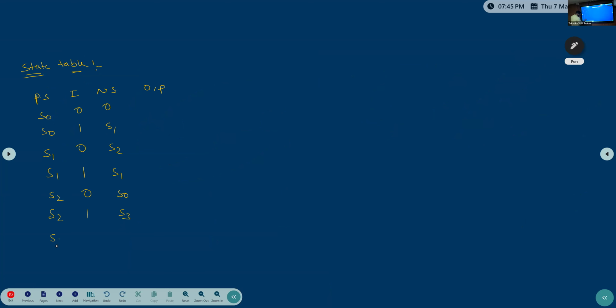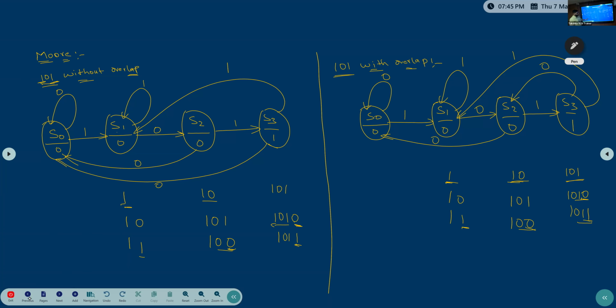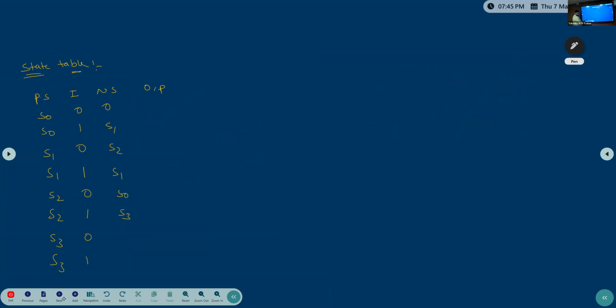So now S3, 0 can be there, S3, 1 can be there. This is the last two, only the change will be there. We will take this one. So S3, if 0 will come, I need to go to S2. 1 will come, I need to go to S1. This is the table. So here, output will not depend on the input.